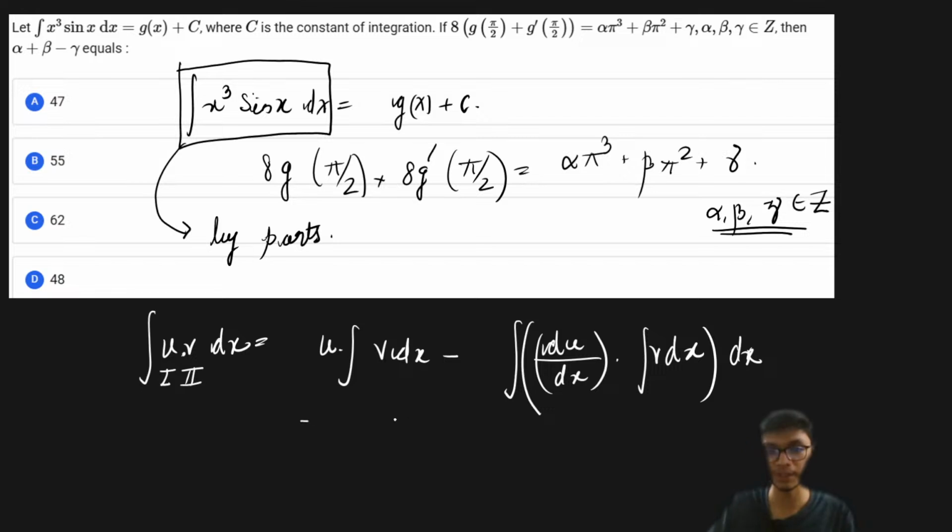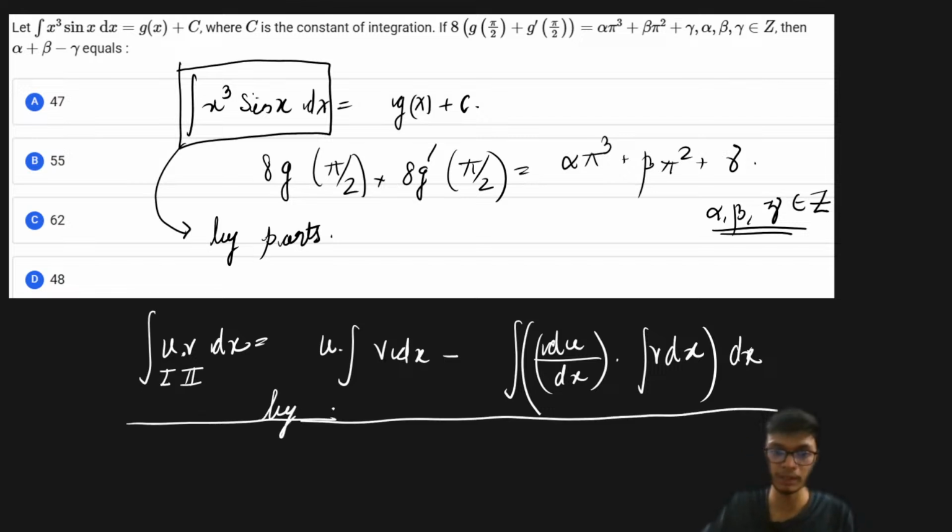So if you do this particular expression, this is called the integration by parts. Okay, this is basically called the integration by parts. I hope this part is clear. Okay, this is called integration by parts.